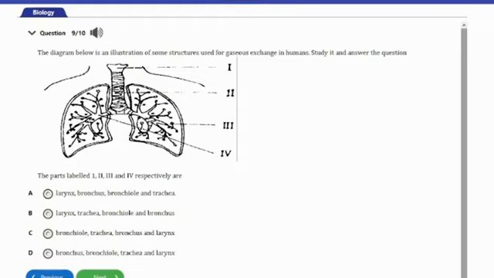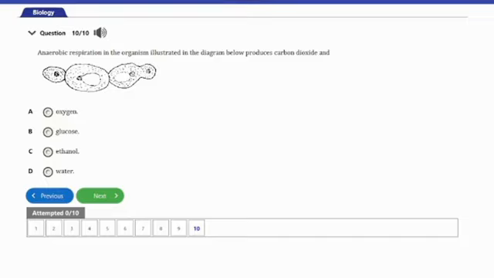So let's go ahead and consider the next and the last question. That's question number 10 here. It says, anaerobic respiration in the organism illustrated in the diagram below produces carbon dioxide and A. Oxygen, B. Glucose, C. Ethanol, D. Water. So guys, the answer to this question is option C here, and that's ethanol.